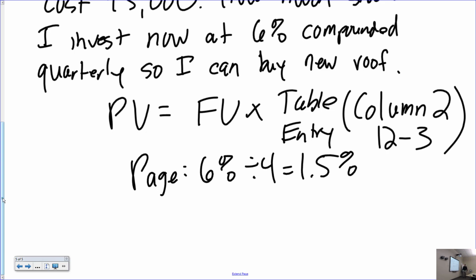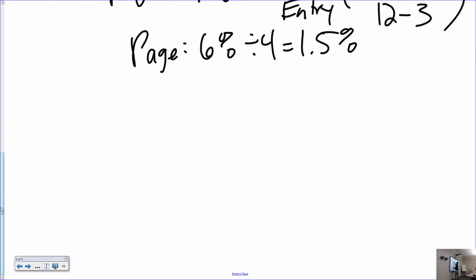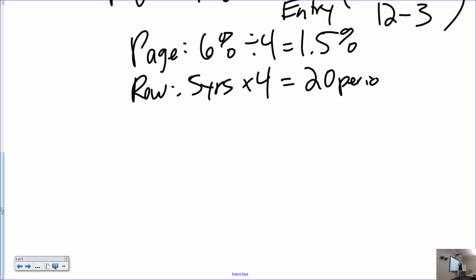What row am I going to go to? 4. How many years is it till I need my roof? 5. How many periods will there be? 4 quarters times 5, 20. Good. So the row, it's 5 years, right? But it's 4 quarters per year because it's quarterly. 20 periods.